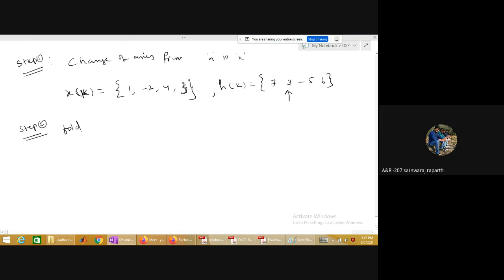Fold any one of the sequences. Fold h of k in my case, right? When I fold h of k, what am I going to get? h of -k. Can you tell me what h of -k is? Is it not reverse? Yes, right side will be reflected towards the left side. Sorry, right will be left side, left will be right side, no? Yes, sir, with respect to the arrow. Arrow position does not change. It remains at the 3. Right-handed samples will appear at the left-hand side. Left-handed samples will appear at the right-hand side. Yes or no? Yes, sir.